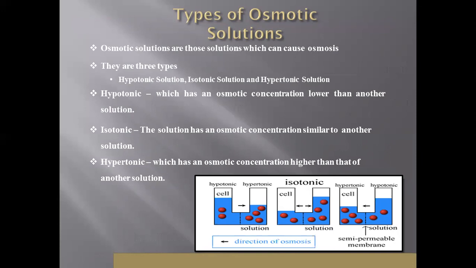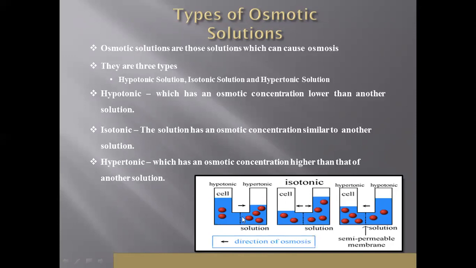Osmotic solutions are those solutions which can cause osmosis, which are responsible for causing osmosis. There are three types: hypotonic, isotonic, and hypertonic solution. Hypotonic solution has an osmotic concentration lower than another solution. Isotonic has a similar concentration, hypertonic having higher.